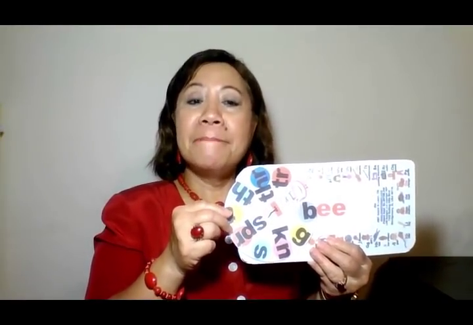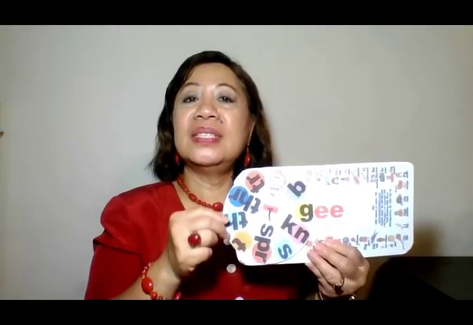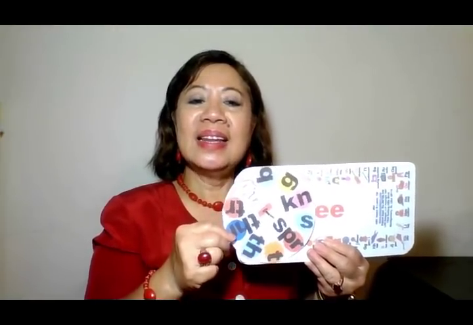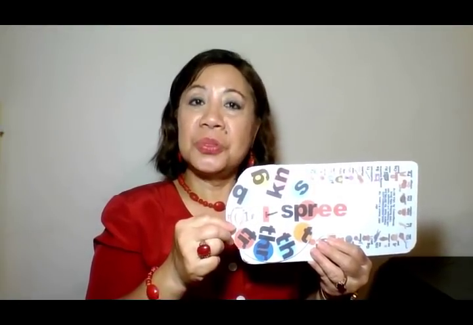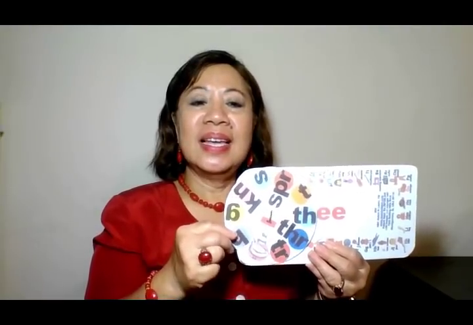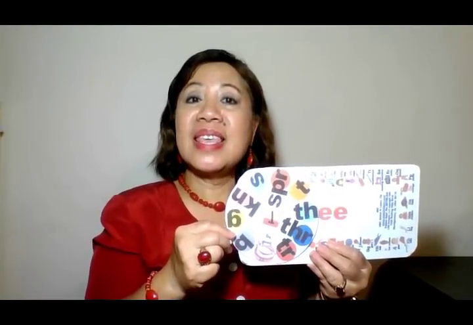First word, B. Next word, G. Next word, knee. Next word, C. Next word, spree. Next word, T. Next word, V. Next word, three. Next word, tree. Good job. Thumbs up. You did a great job.